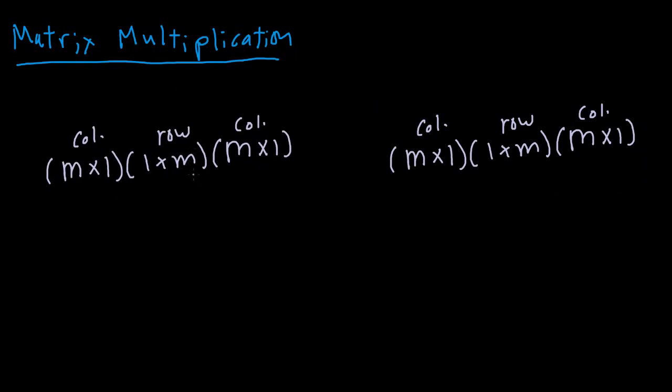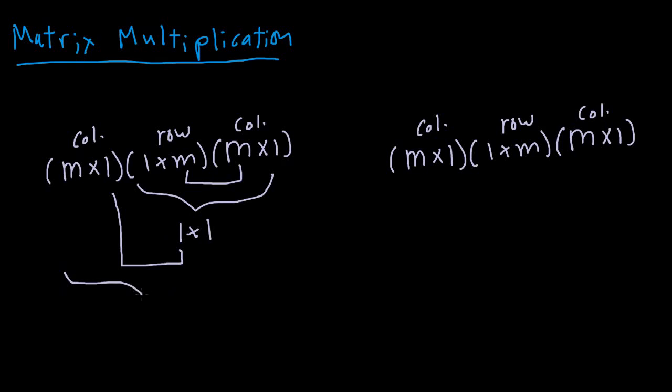The first way is by contracting these two m's, and the whole result is a 1 by 1 matrix, which is just a number. And then contracting this one with this one, that's really just multiplying a constant by a matrix.